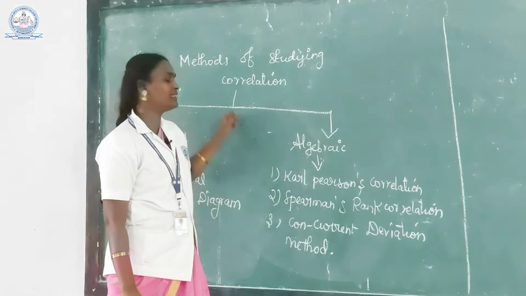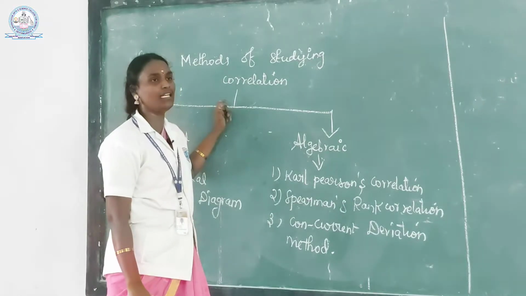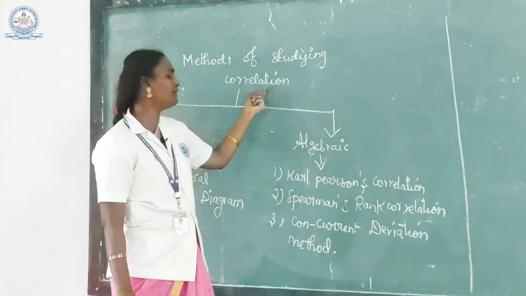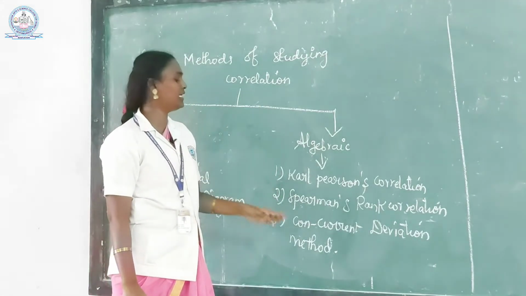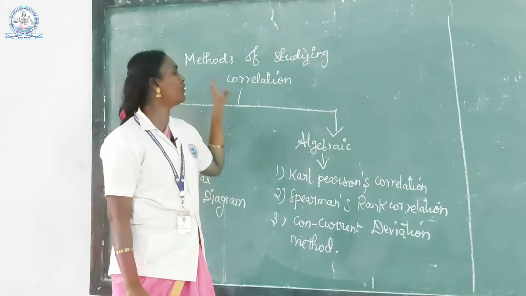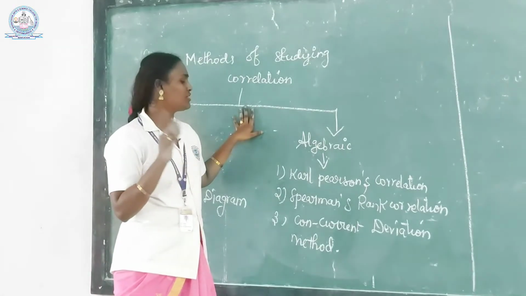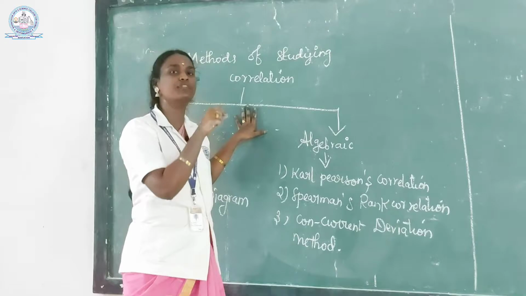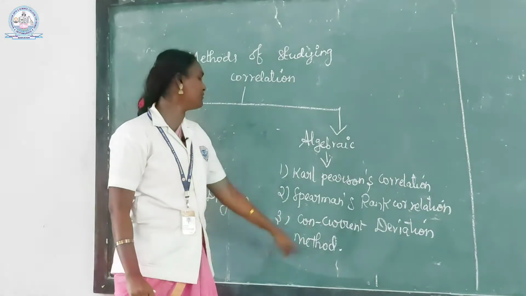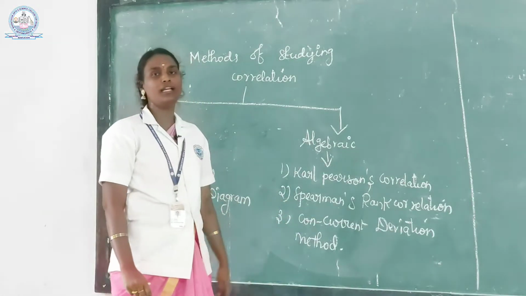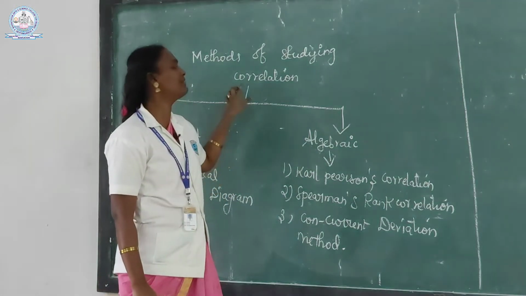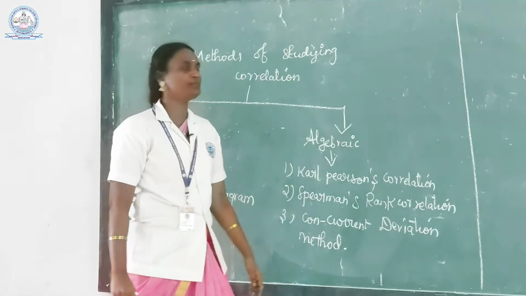Then the third one, concurrent deviation method. Concurrent deviation method is one of the simplest methods to find the value of correlation. Why is concurrent deviation the simplest method? It does not take the exact values, it only takes the signs of the deviation of the values. So concurrent deviation method is one of the easiest and simplest methods to find the value of correlation.